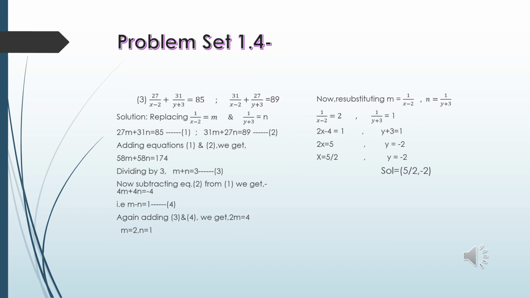Then resubstitution. On resubstituting these values, we get 1 upon x minus 2 is equal to 2, 1 upon y plus 3 is equal to 1. By cross multiplication, we get 2x minus 4 is equal to 1 and y plus 3 is equal to 1. On solving these two equations, we get x is equal to 5 upon 2 and y is equal to minus 2. And so the solution is 5 upon 2, minus 2.